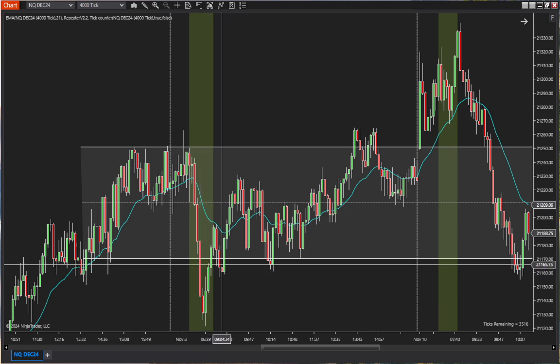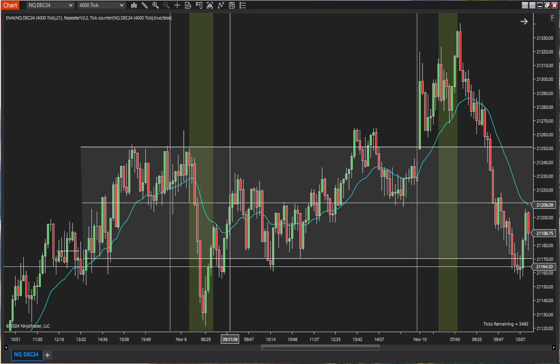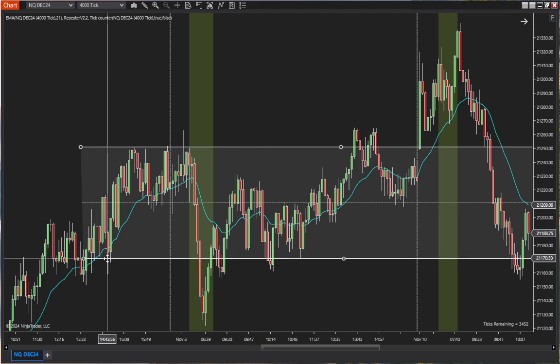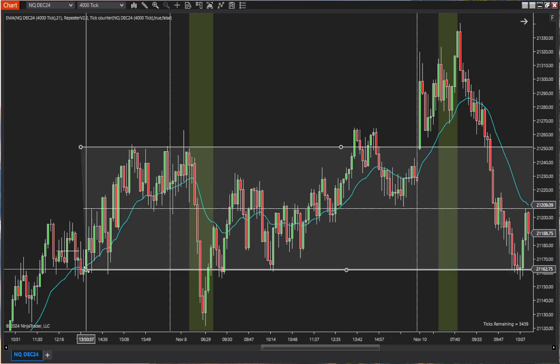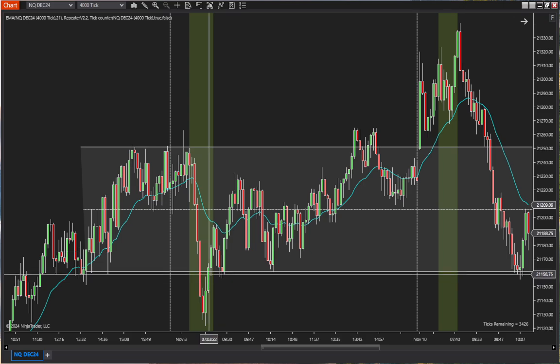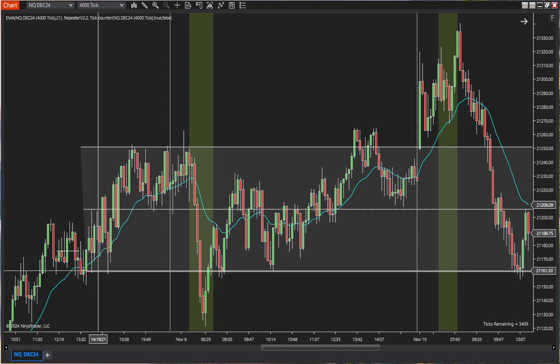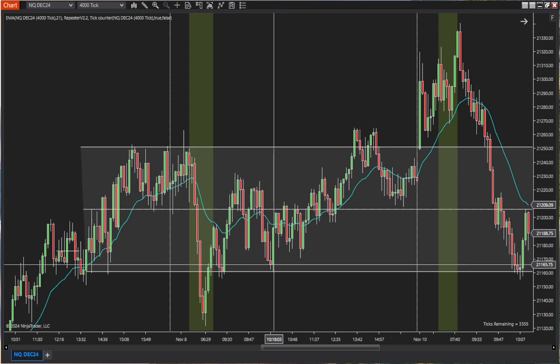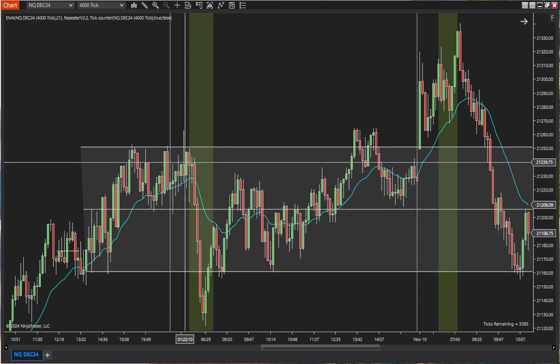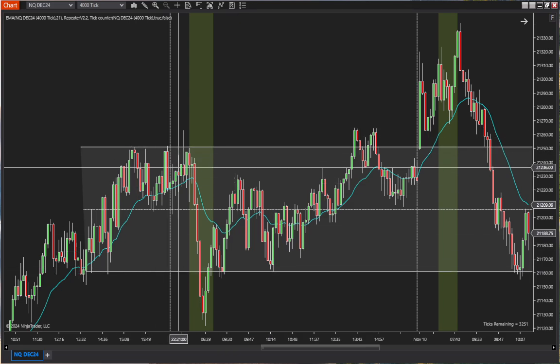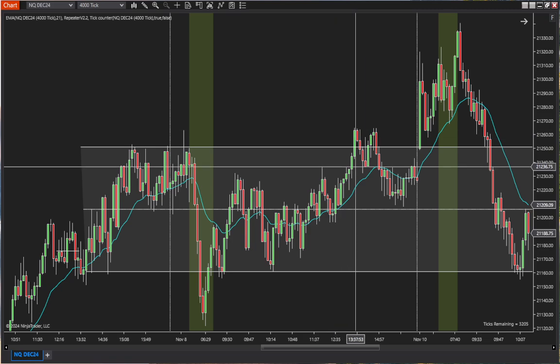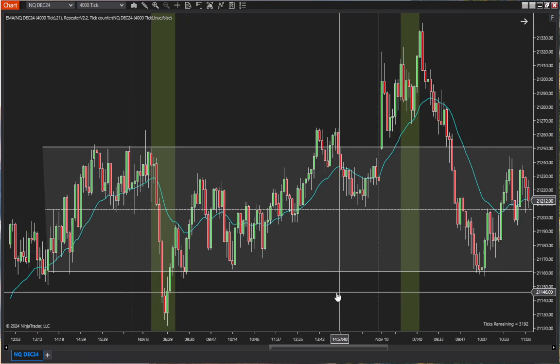So I need this a little bit lower, actually, right? I need it to respect after it gets broken. I like that, right? Because it respects down here on these wicks. Then it breaks. And when it comes back to retest, it respects. So it respects, it breaks, it respects, it breaks, it respects. Okay, now let's just continue this over.